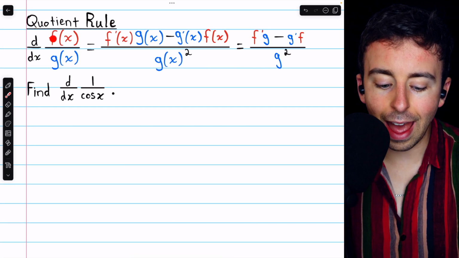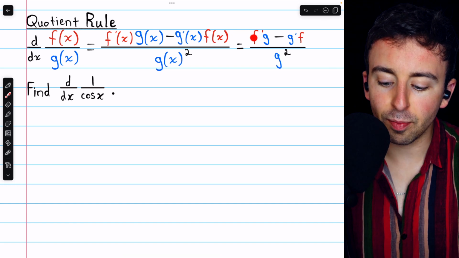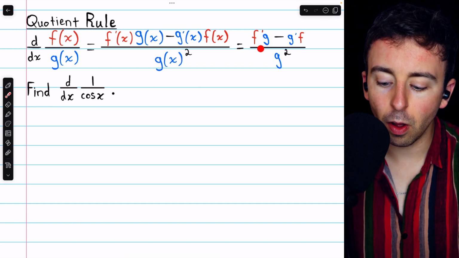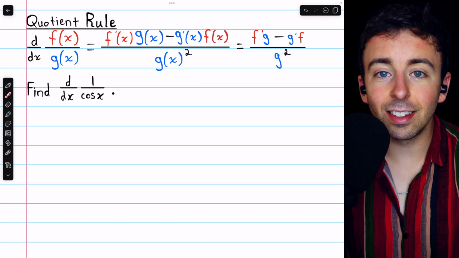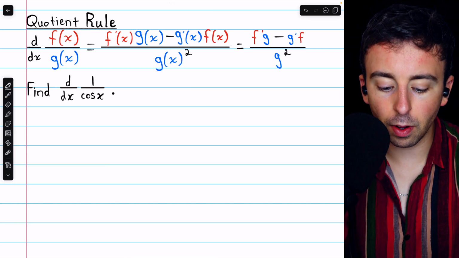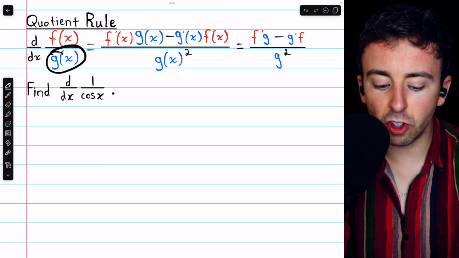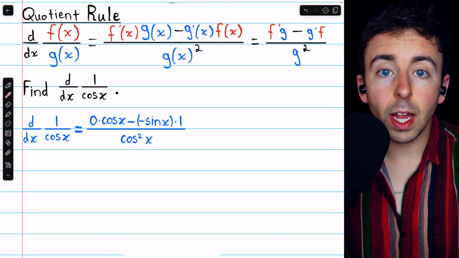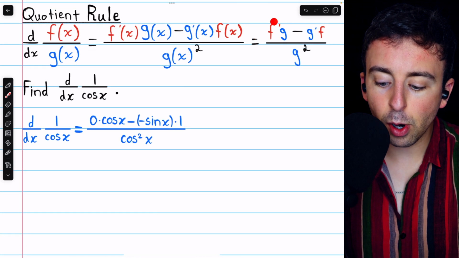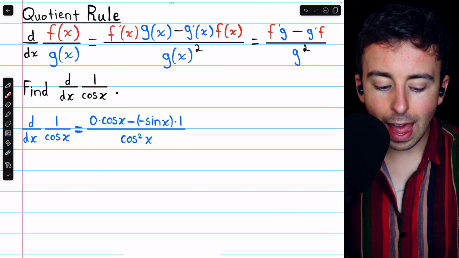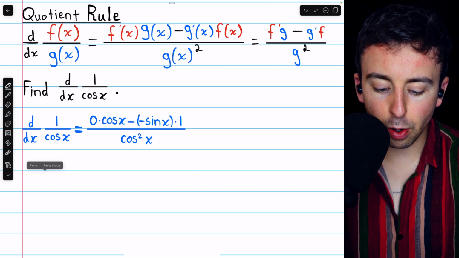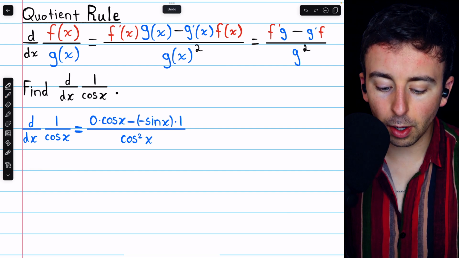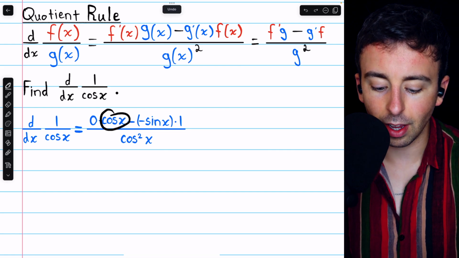The derivative of f divided by g is f prime g minus g prime f all over g squared. In this case, our f, the numerator function, is 1, and our g, the denominator function, is cosine x. So, applying the rule, we begin with f prime g in the numerator. F is 1, so f prime is 0, and then we multiply that by g, which is cosine x.